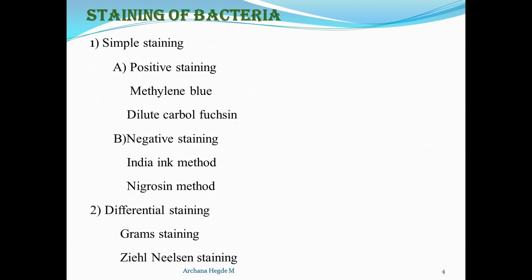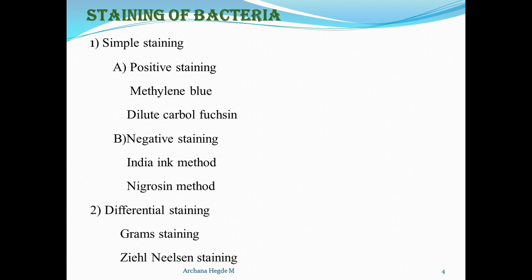Coming to the different types of staining in bacteria. In bacteria, there are three main types of staining, namely simple staining, differential staining and special staining. Simple staining is divided into positive and negative staining, where dyes that are positively charged give positive staining, whereas negatively charged dyes give negative staining. Positive staining uses methylene blue stain and dilute carbol fuchsin. Negative stains are the Indian ink method or the nigrosin method.